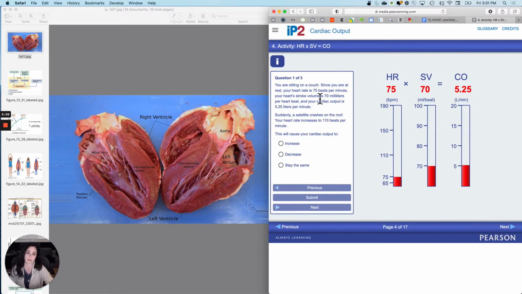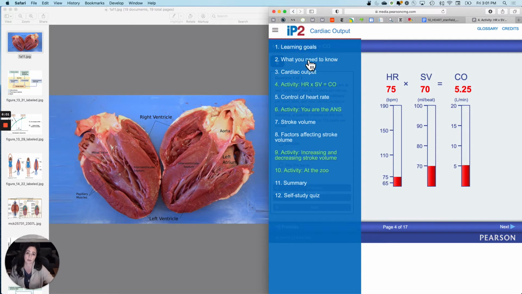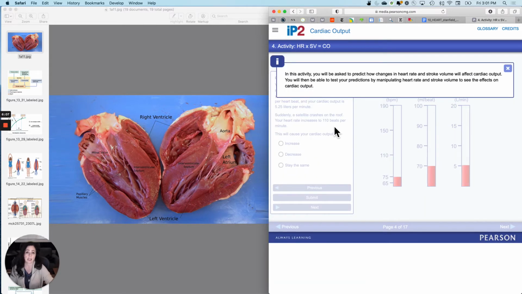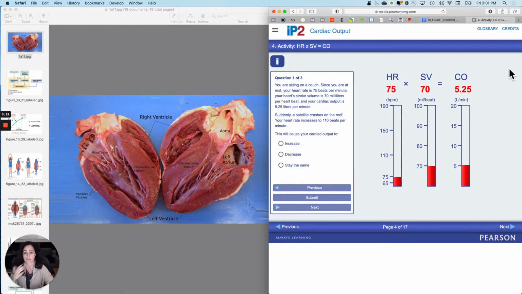So this is just part of this, right? So there's a whole bunch. I would go through the whole thing if I were you, but I'm going to start right here, which is this activity. You'll be asked to predict how changes in heart rate and stroke volume will affect cardiac output. You'll then be asked to test your predictions by manipulating heart rate and stroke volume to see the effects on cardiac output. So you're sitting on a couch.